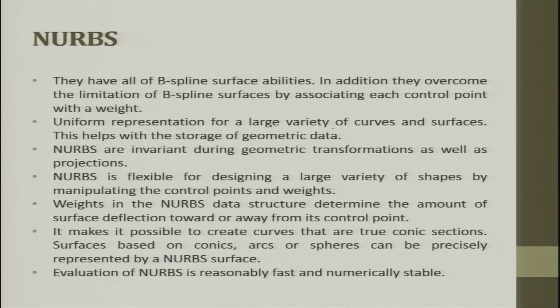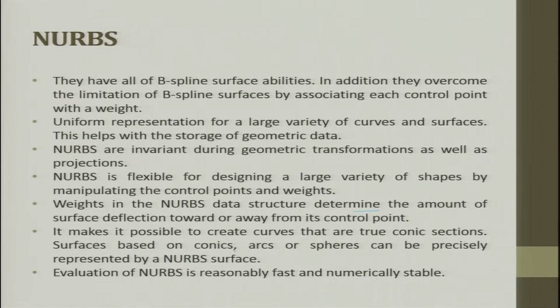Uniform representation of a large variety of curves and surfaces can be done by using NURBS. NURBS are invariant during geometric transformation as well as projections. NURBS is flexible for designing a large variety of shapes by manipulating the control points and the weights. The weights in the NURBS data structure determine the amount of surface deflection towards and away from the control points. It makes it possible to create curves that are true conic sections.